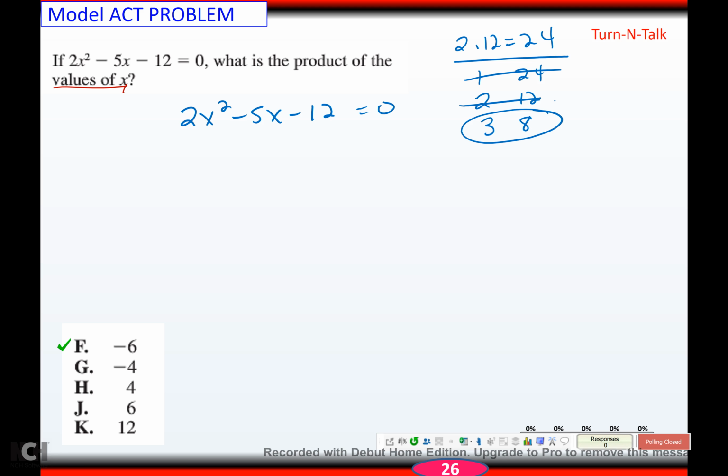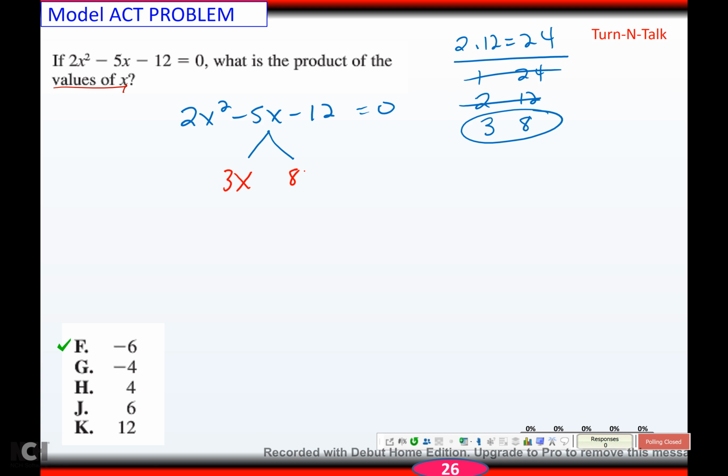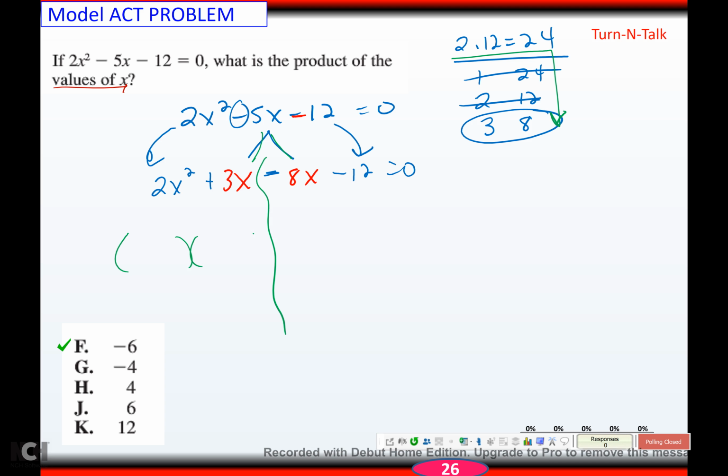So I'm going to rewrite b with a different color. 3x and 8x. C is negative, which means my signs have to be different. And my bigger number, 8, is going to copy B's sign. So 3 has to be plus. Bring down the first and the last. 2x squared minus 12 equals 0. Now we did A times C, found the factors, rewrite B, 2 by 2, GCF, GCF, GCF again.